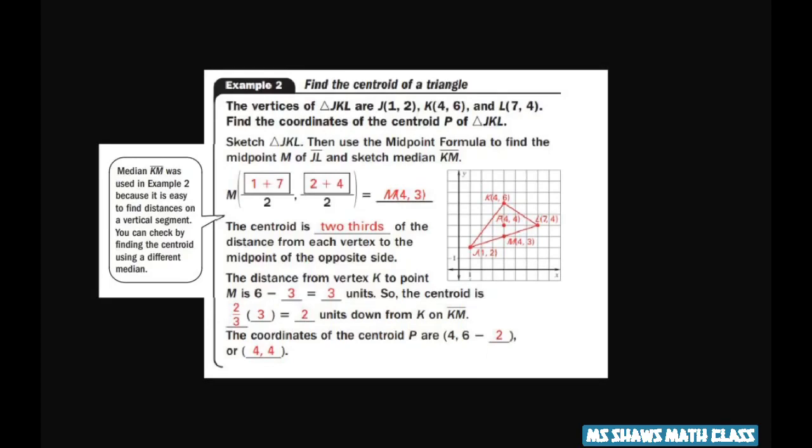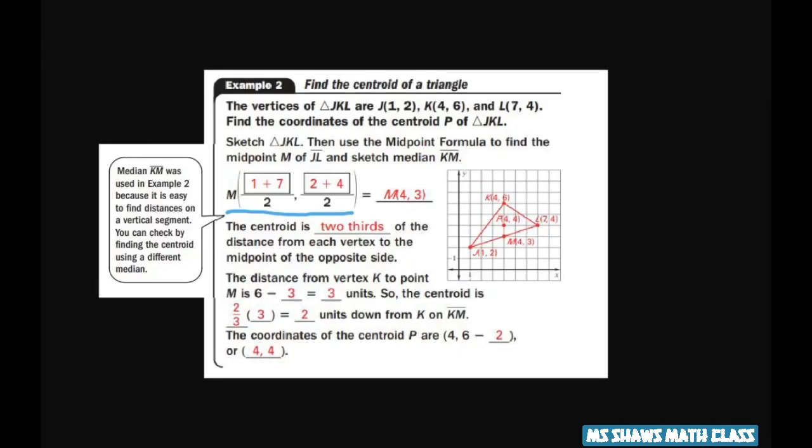All right. Finding the centroid of a triangle. Let's see. So basically, the first thing we're going to do is, since these points lie on the same line, we can find the midpoint. We've got to find the midpoint of this line first. So we're going to find the midpoint, and you just use your midpoint formula. So this would give you (4, 3). All right. The centroid is 2/3 of the distance from each vertex to the midpoint.